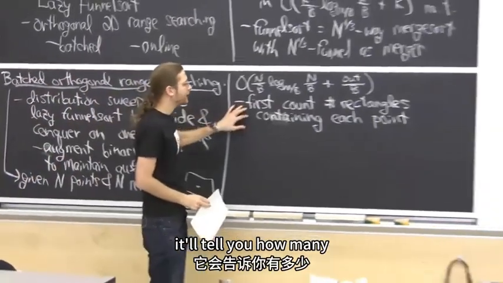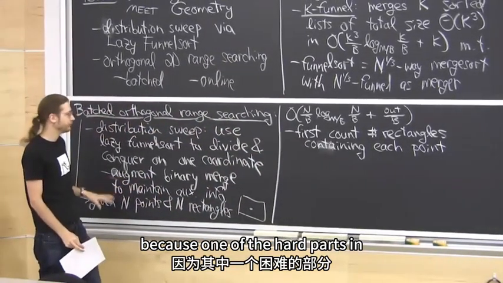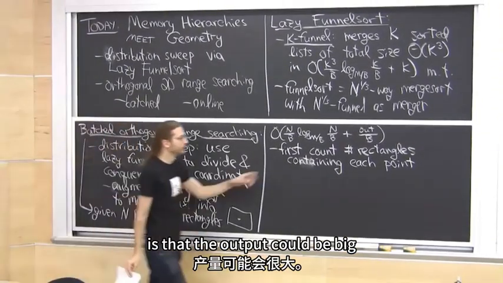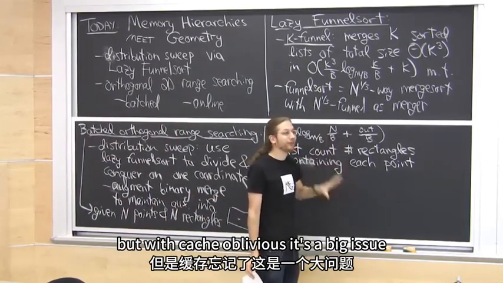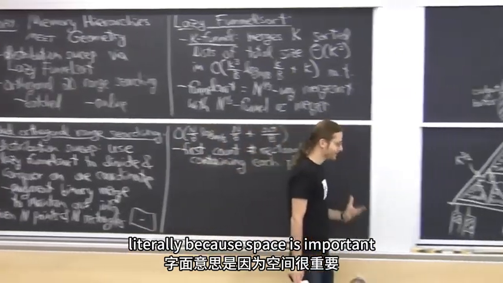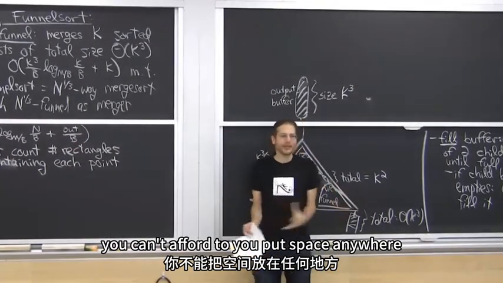It'll tell you how many. And this is actually necessary as a first step, because one of the hard parts in solving these kinds of problems, reporting problems, is that the output could be big. We know that's always an issue. But with Cache Oblivious, it's a big issue, literally, because space is important. You can't afford to put space anywhere.